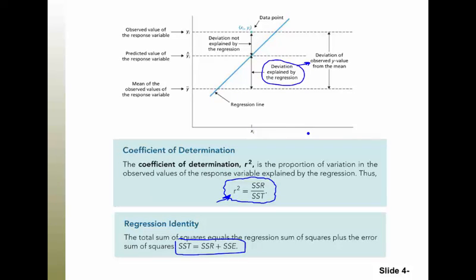And the closer that number is to 0, so this is a proportion, so it's going to be from 0 to 1. The closer it is to 1, it means the deviation is explained more and more by the regression. X is predicting y. The closer it is to 0, then we're saying that it's not. All the deviation is just how far the data point is from the mean, and so the predictor variable has less effect, and we could just predict y values by the mean of the y.